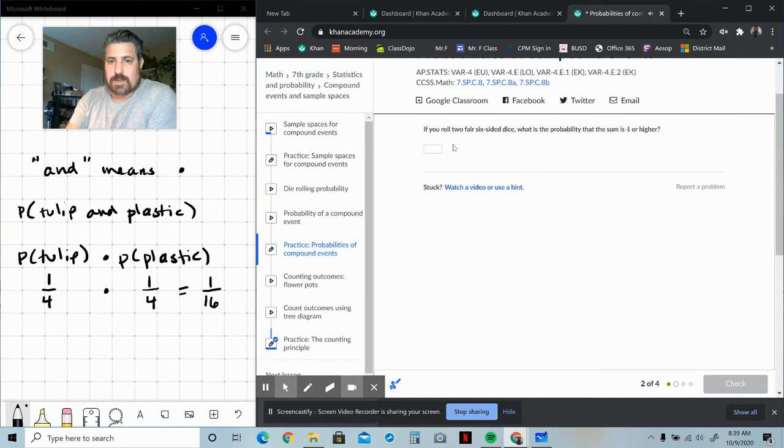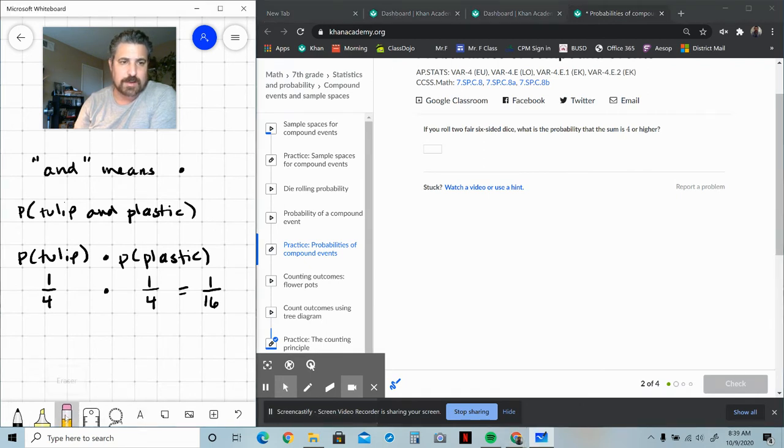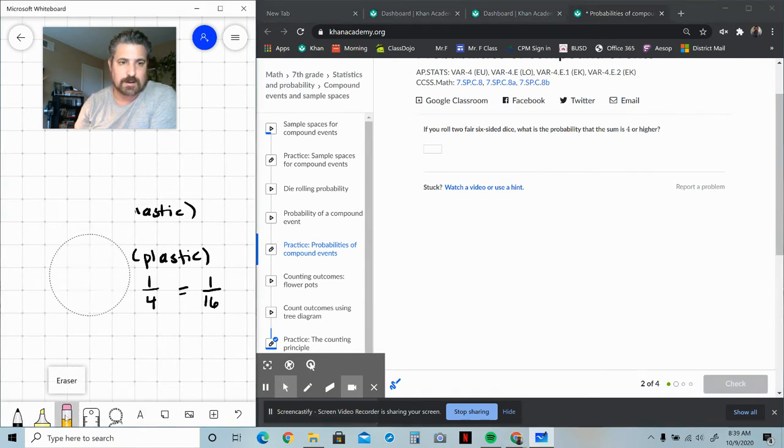Okay, next up. If you roll 2 fair 6-sided dice, what is the probability that the sum is 4 or higher? This one requires a little more thought because you have to think about all the ways you can make a sum of 4 or higher. It says 2 fair 6-sided dice. I'm just going to write out a little table for this.